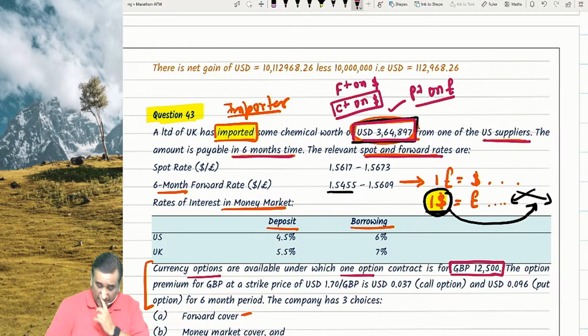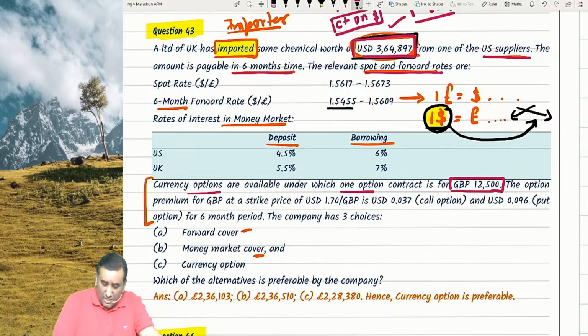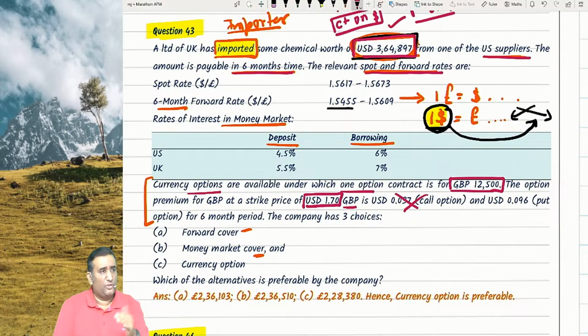364,897 dollars. Now it says currency options are available under which one option contract is GBP 12,500. Option premium for GBP strike price of USD 1.7 GBP is 0.037 for call option, irrelevant call option. Actually the lines are so very confusing. He can simply give you the price. Price is, if you give 1 GBP you will get how many dollars? 1.7, and you do not even have the option to compare.